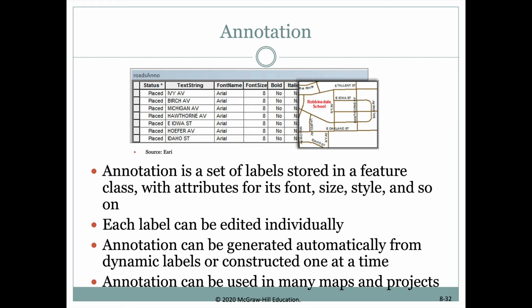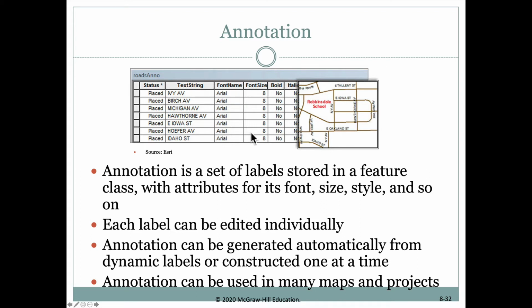In GIS, we can label features with anything that appears in the attribute table, but we might also want to create annotations as a new feature class. So in this example here, all of the street names that we see here are annotations that are appearing in a different feature class than the actual roads themselves here.